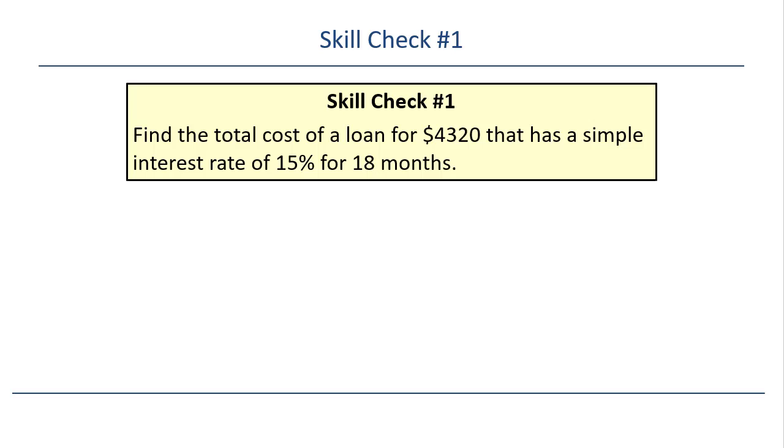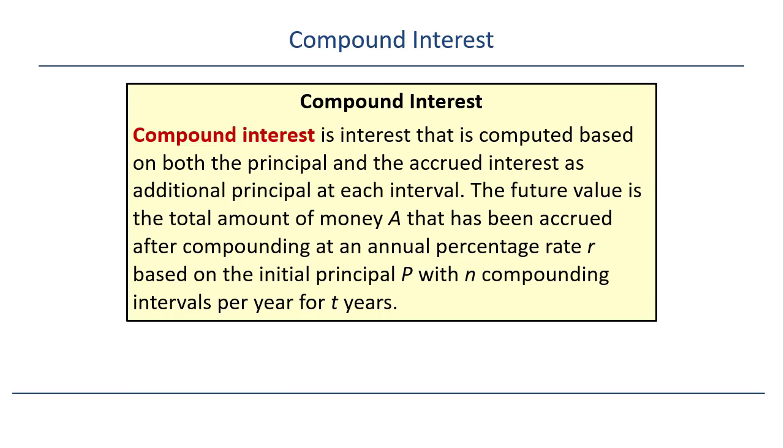So we can find the total cost of a loan for $43.20 that has simple interest of 15% for 18 months. You plug everything in, and you get 52.92.